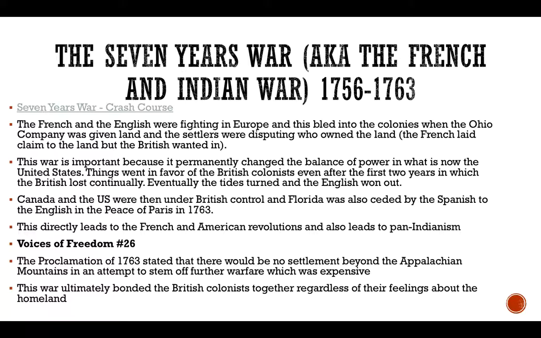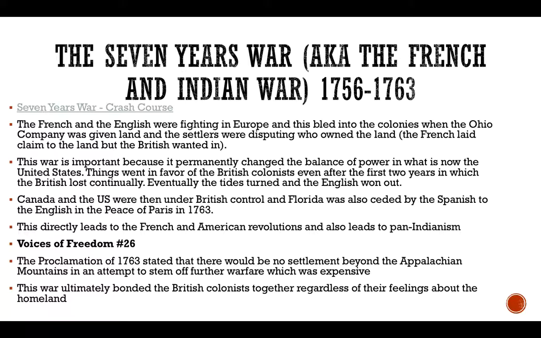Warfare was expensive, and the home countries in Europe were becoming tired of paying for these. And the payoff of gaining a particular tract of land was not as important as saving the money that it would cost to fight.